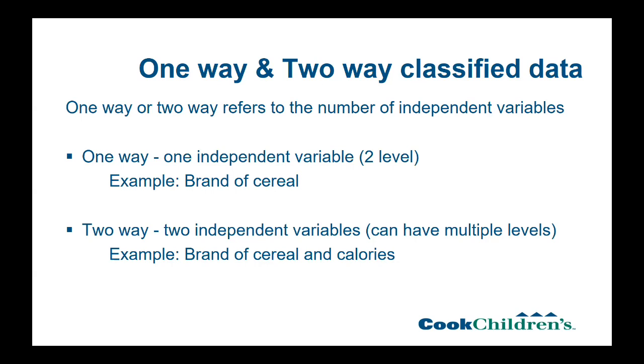So the two way is you have two independent variables, and that could be multiple levels. For example, the two independent variables could be brand of cereal and calories. And the brand of cereal, you can now have multiple levels that are maybe Cheerios or other types of brands of cereal. So you can have them at different levels.